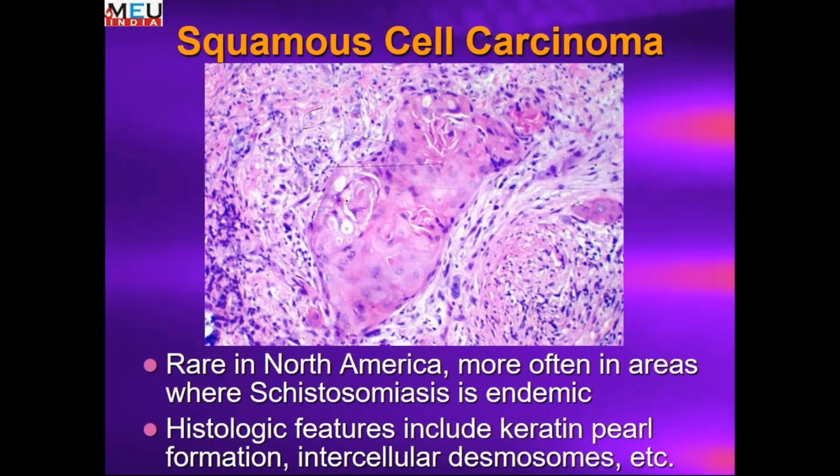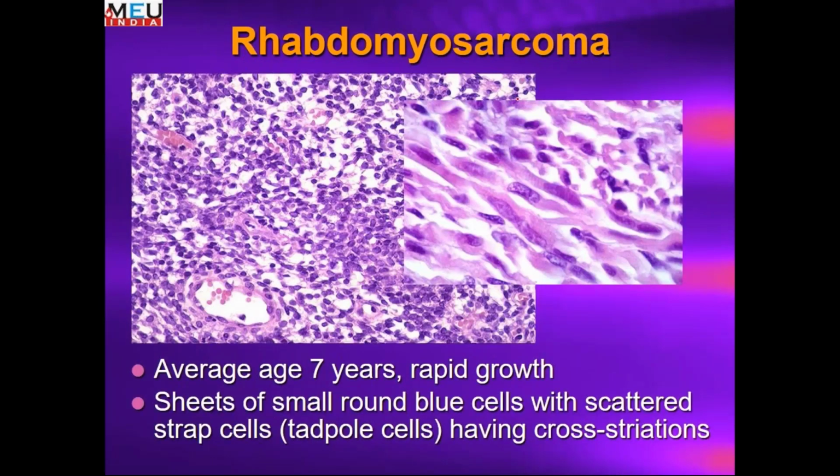Rarely we find schistosoma in prostate, especially in people who come from the Middle East, and they bring slides of schistosomiasis. Rhabdomyosarcoma is sometimes seen with sheets of tadpole-like cells having cross striations, elongated cells with cross striations.